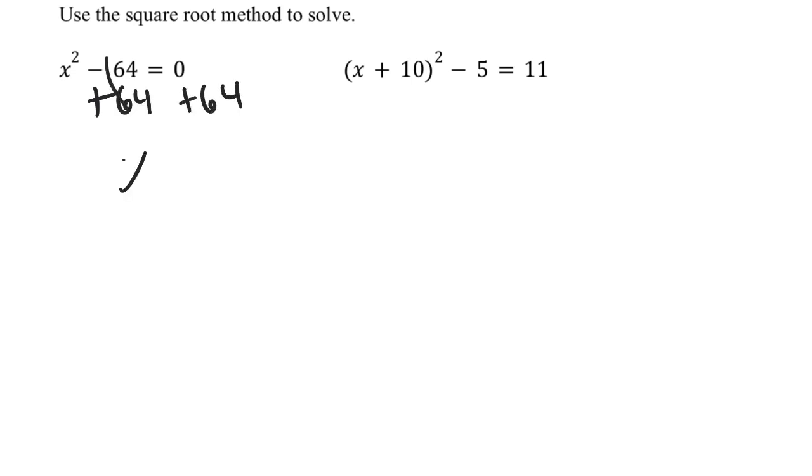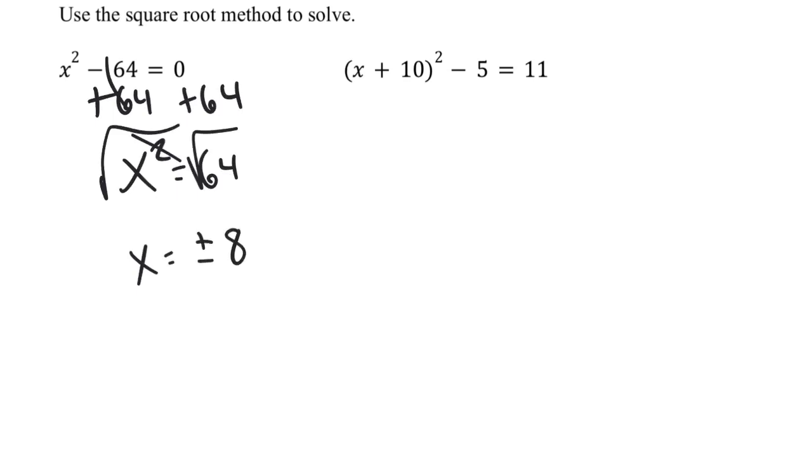That'll cancel. I have x squared equals 64. Then we gotta take the square root on each side to get the x by itself. That'll cancel off. And I'll have x is equal to, gotta do the positive and negative version. So it's plus or minus 8 because the square root of 64 is 8. I gotta do positive and negative.